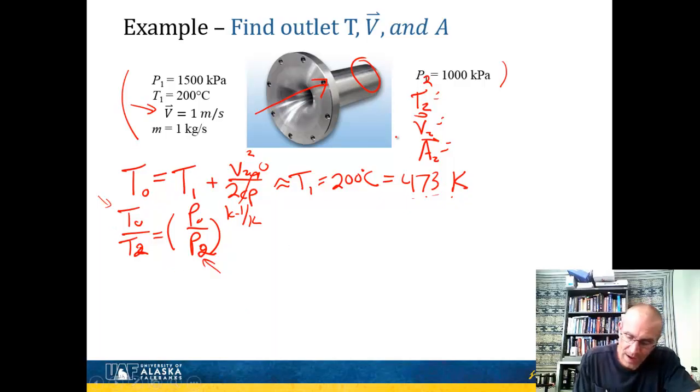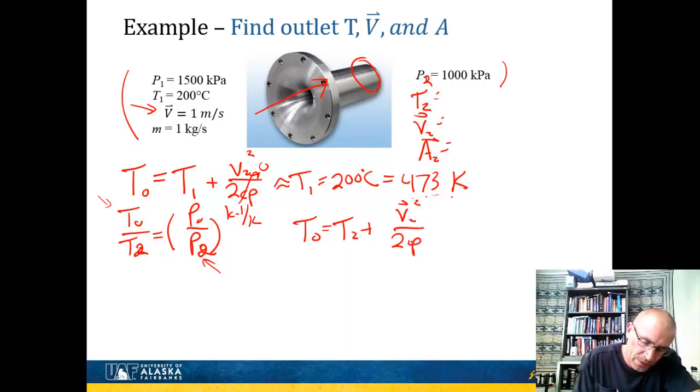I can go ahead and find out what my outlet velocity is, because T0 is going to be equal to T2 plus V2 squared over 2 Cp. So again, I'm using this stagnation temperature to find my properties at any point. I'm finding them at the outlet, which is at point 2. And so this tells me what my outlet velocity is, V2.